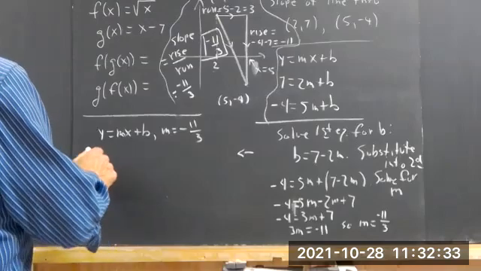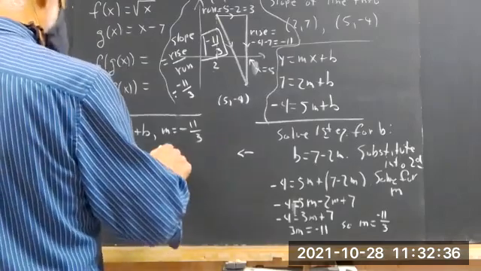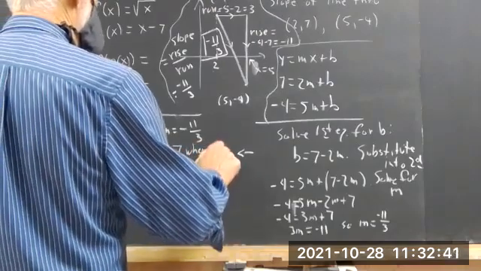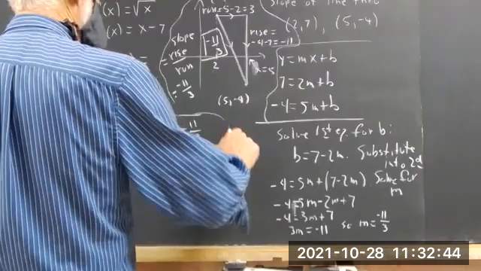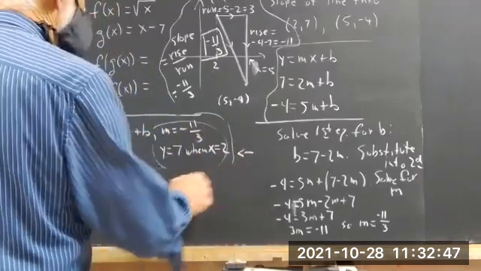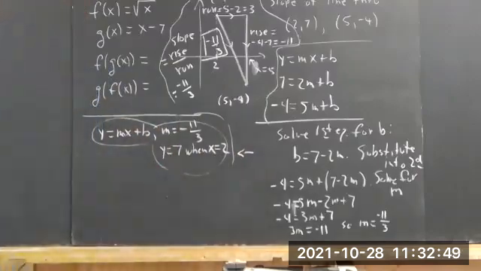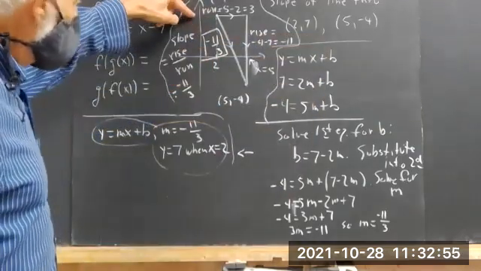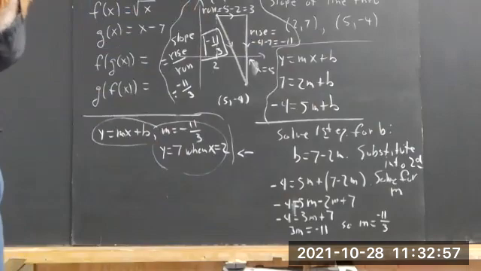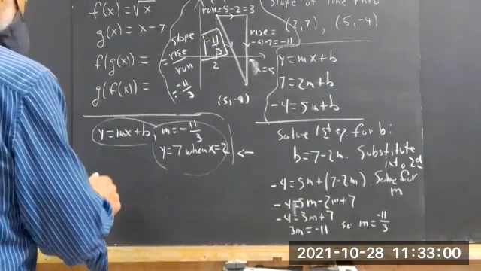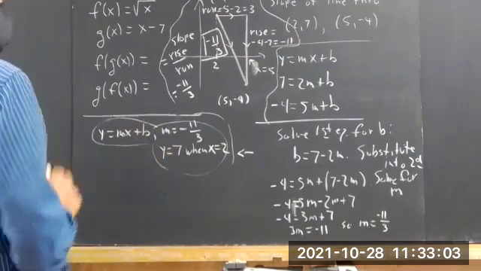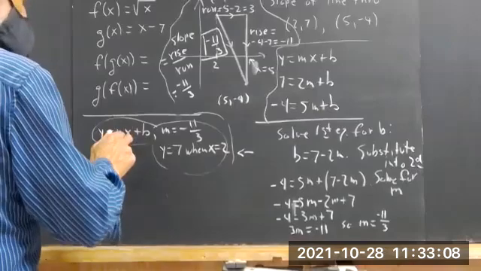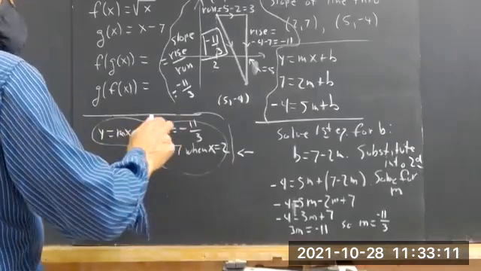And y equals 7 when x equals 2, because that point is on the graph. If x equals 2, y is up here at 7. Okay? Very good. So with all this information, we can plug in 7 for y, 2 for x, and negative 11/3 for m, and we can find b.